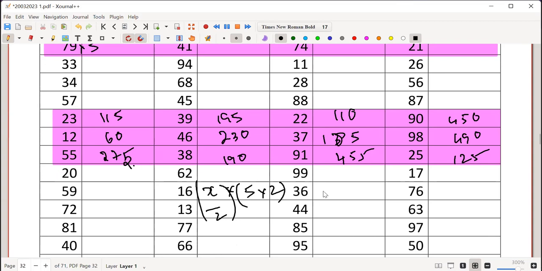So if it's 44, half of 44 is 22. Half of 76 is 38. Half of 63 is 31.5. Half of 85 is 42.5. Half of 97 is 48.5. So if you apply all the right concepts and right math, whatever you do, you'll be doing it better than others. Right? So this is one.